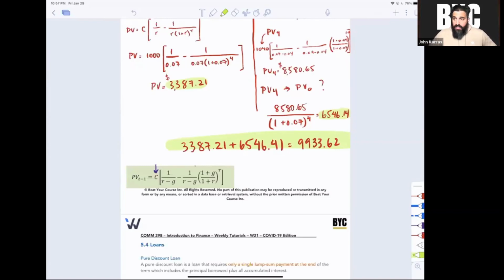So next week we're going to continue with this, and we're also going to start the chapter on bond valuation. Okay, so we'll be finishing off loans, and we'll discuss bonds as well.